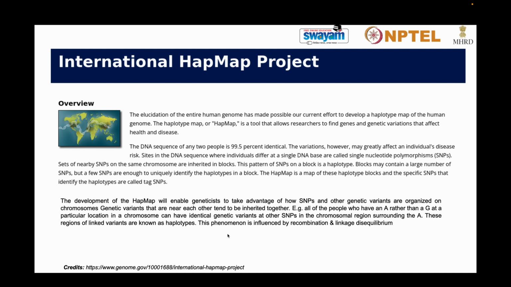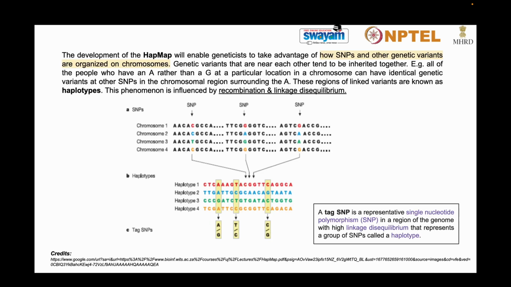This phenomenon of linked variants is influenced by recombination and linkage disequilibrium. Recombination can break that. If two SNPs are located very close to one another, but recombination happens, then they won't be inherited together; they get recombined. So the two processes that can affect linked variants are recombination and linkage disequilibrium. Here I've given you an example of how the HapMap project has enabled geneticists to take advantage of this and check how SNPs and other variants are organized on the chromosome. We have already discussed that this could be influenced by recombination and linkage disequilibrium.